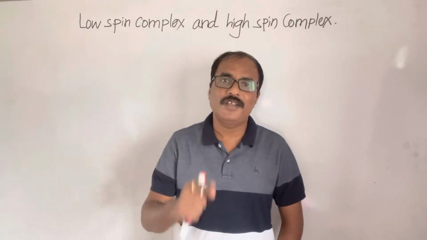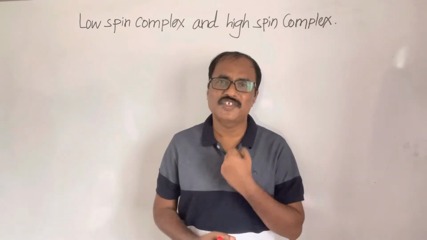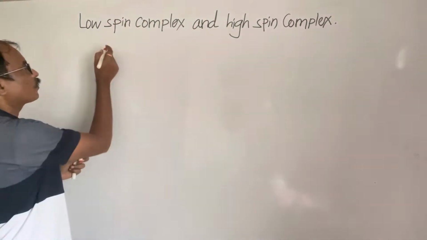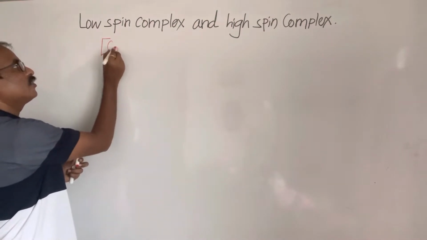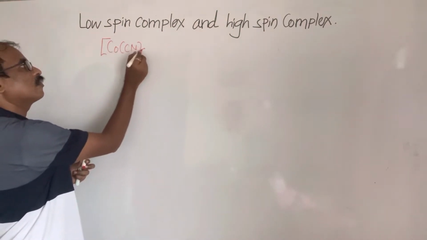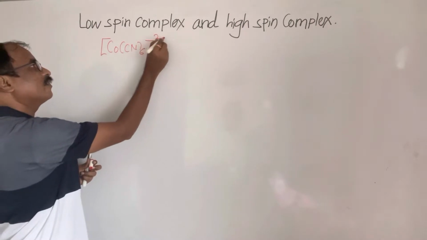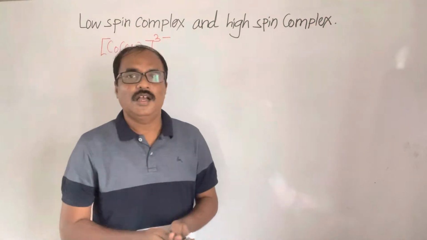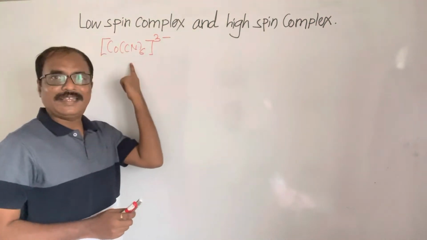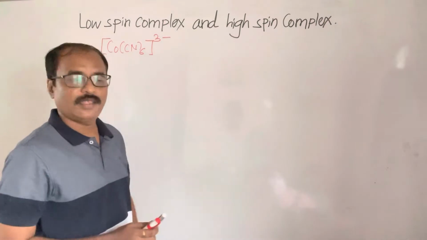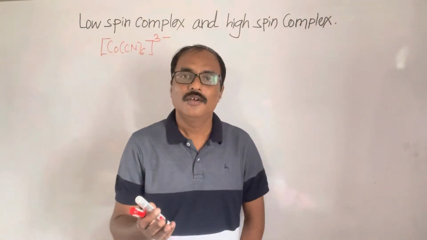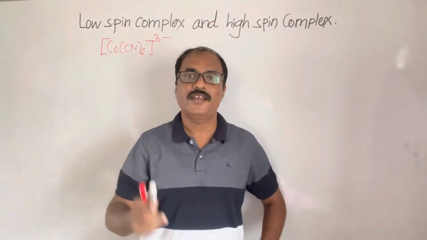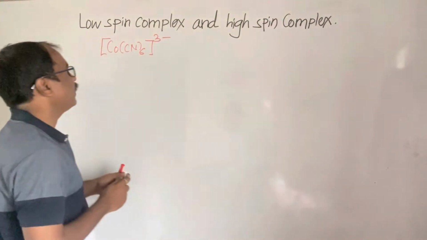But what is low spin complex and what is high spin complex? To explain this, I will take an example: hexacyanocobalt(III). The IUPAC name of this is hexacyanocobaltate(III). This is an anionic complex. In an anionic complex, the name of the metal ends with -ate. So hexacyanocobaltate(III) ion. The oxidation state of cobalt here is 3.